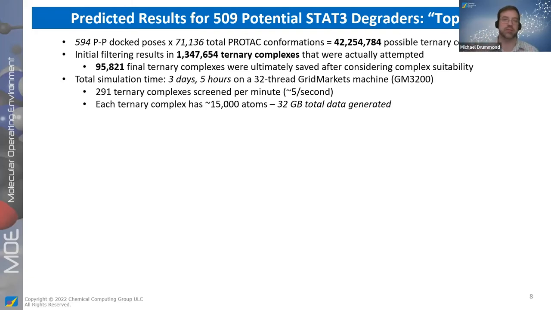You can break down these numbers a number of different ways. The one I thought was pretty cool was across those 32 threads, we are screening nearly 300 ternary complexes a minute, or 5 a second if you prefer, which I thought was pretty neat. At the end of the day, we generated 32 gigabytes of data, which I will note GridMarkets automatically re-downloads back to your local machine without you having to do it manually.